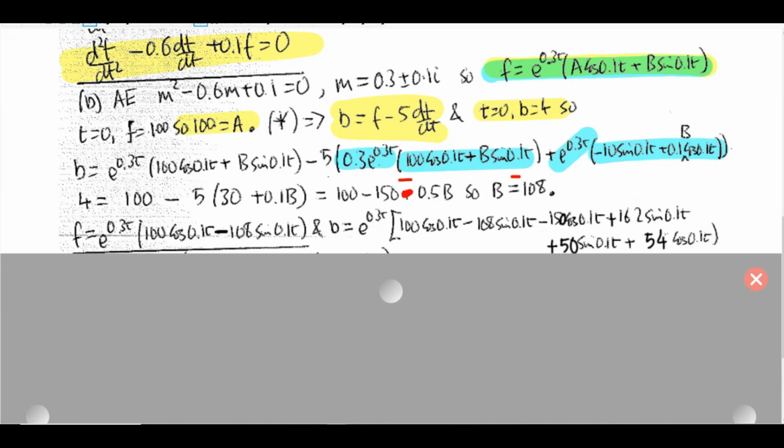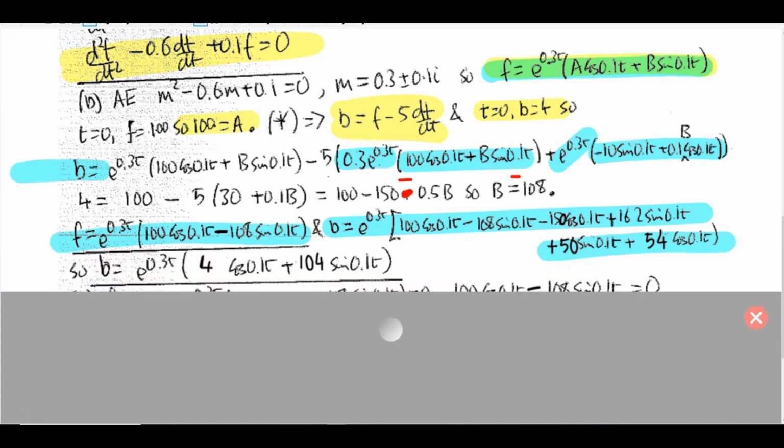And consequently, we are going to end up with these formulas here. Here is my expression for f, replacing a with 100, b with minus 108. This ghastly expression here is my expression for b. I've gone back to the previous line, which starts here, and taken out e to the 0.3t as a common factor. If you simplify, trust me here, you get b is e to the 0.3t brackets 4 cos 0.1t plus 104 sine 0.1t. That's by doing a little bit of non-trivial algebra. And that's part B of the question done.